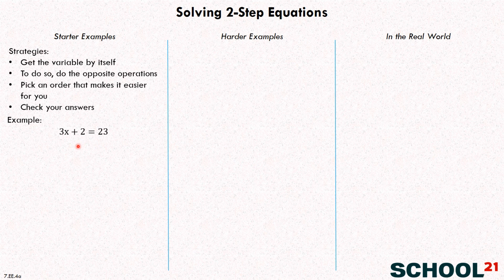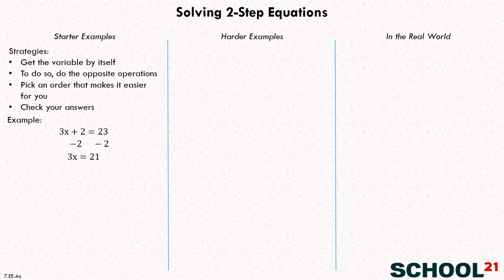It's being added, so we can subtract from both sides. Let's try that. So if we subtract 2 from both sides, on the left-hand side here, 2 plus 2 minus 2 is just going to be 0. So we'll just have 3x. And on the right-hand side, we'll have 23 minus 2, which is 21. Okay, that's looking great because it's pretty simple to work with here.